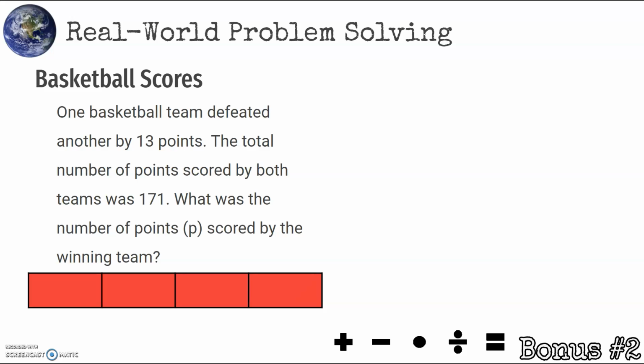Okay, so one basketball team defeated another by 13 points. The total number of points scored by both teams was 171. What was the number of points scored by the winning team?